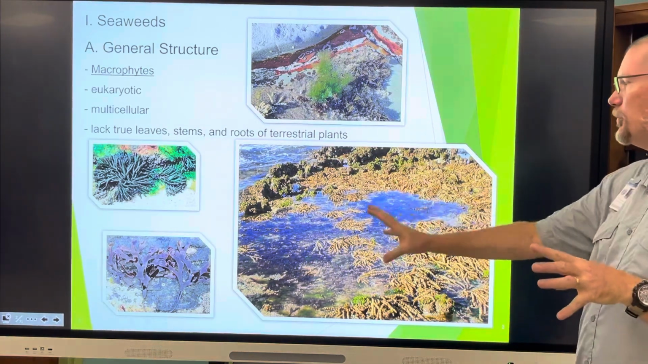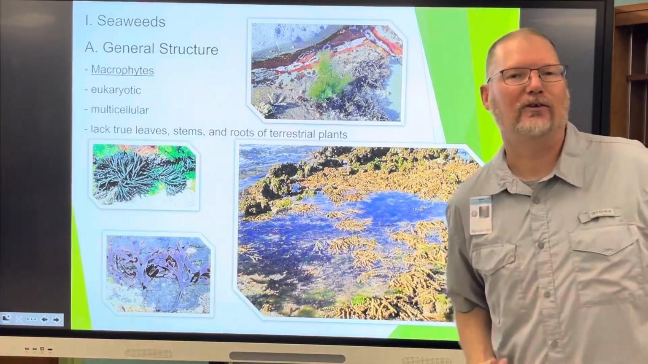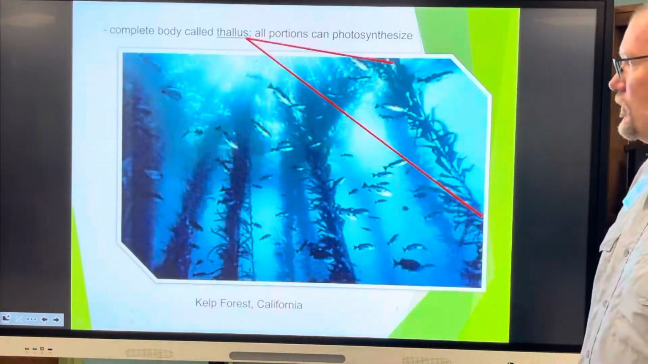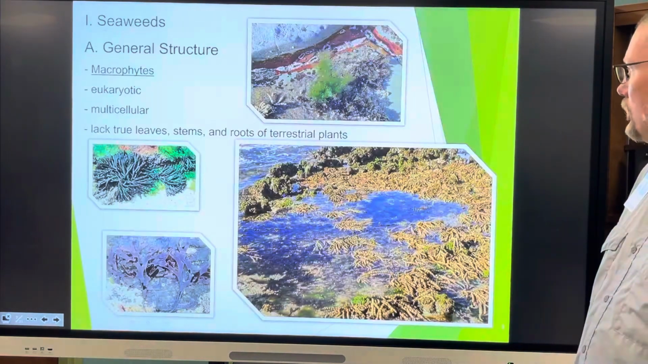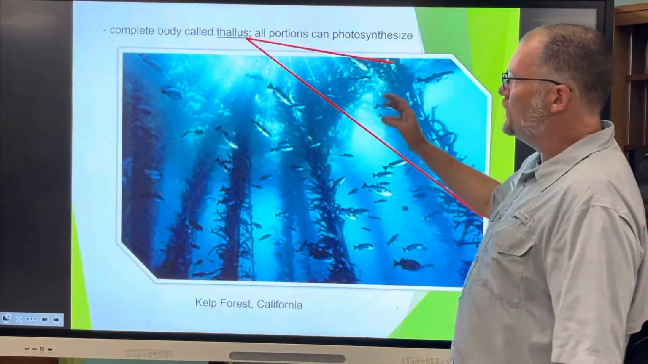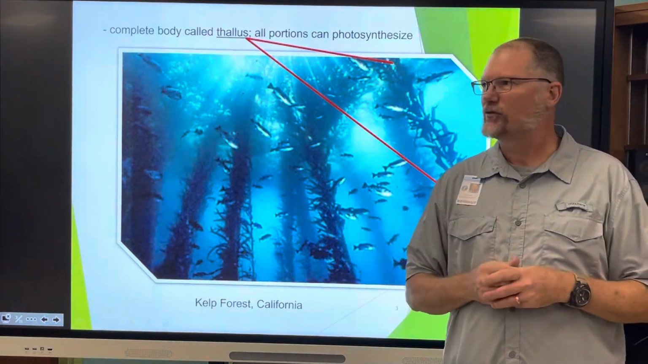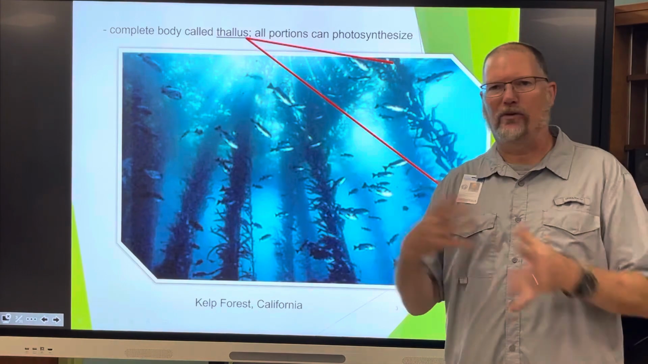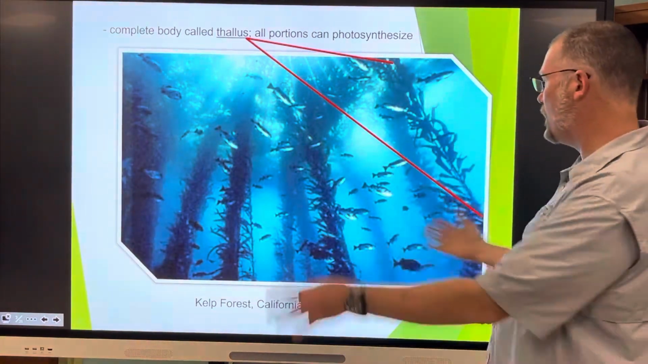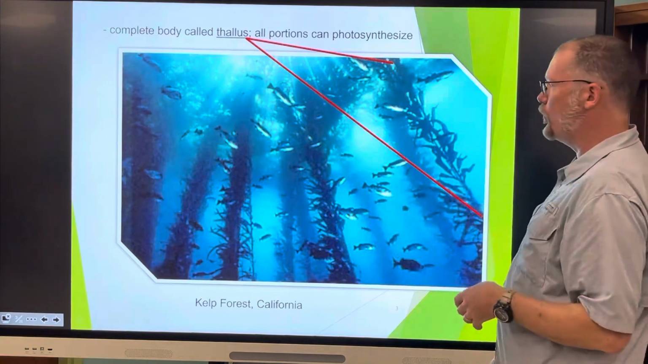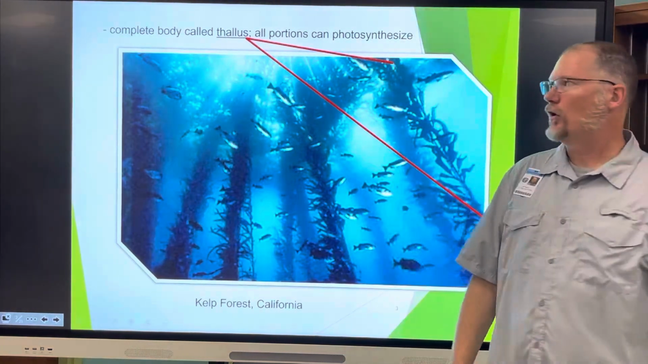We're going to go deeper into all of these kinds. Now, the entire body of a seaweed, animals have bodies, plants don't have bodies, is called the thallus, the entire thing. So this is a kelp forest in California, and if you go from the very bottom to the very top, that's called the thallus.